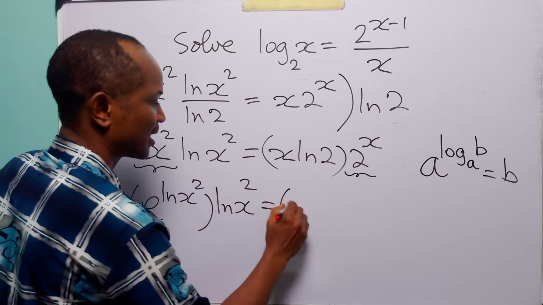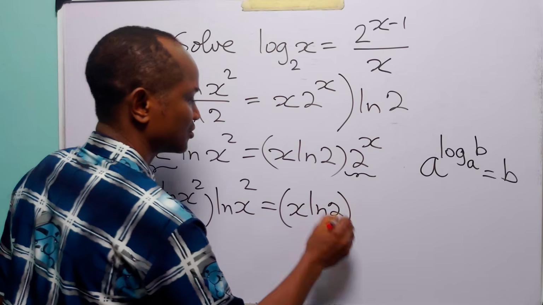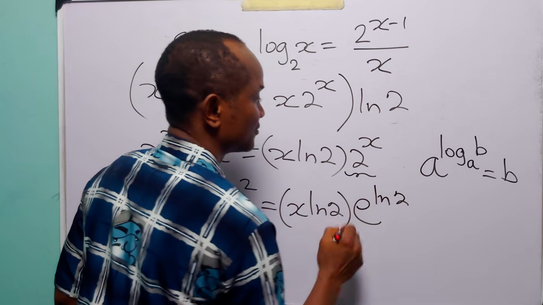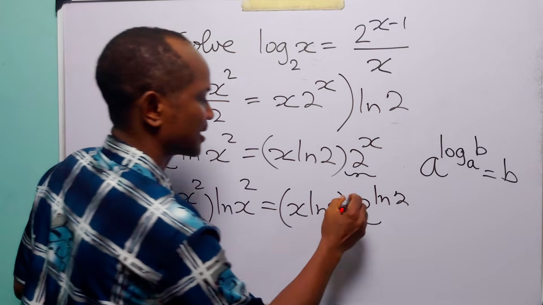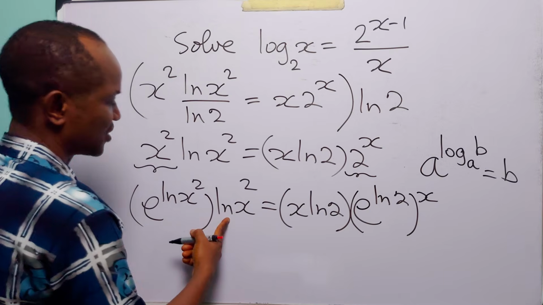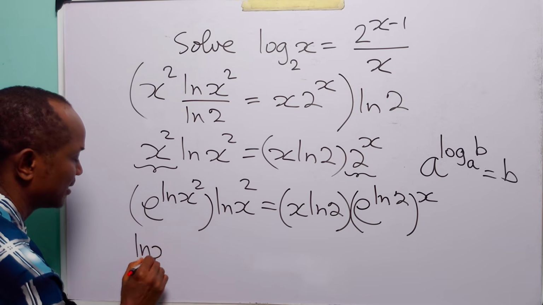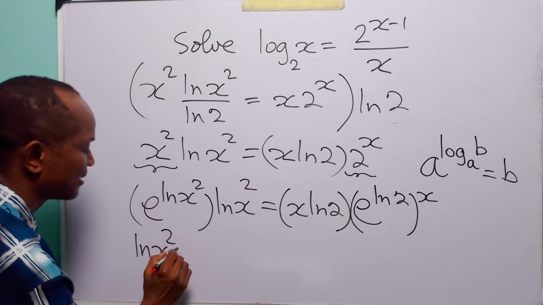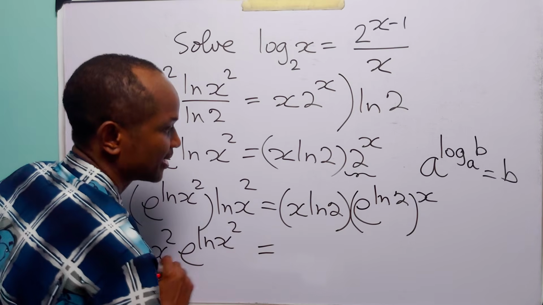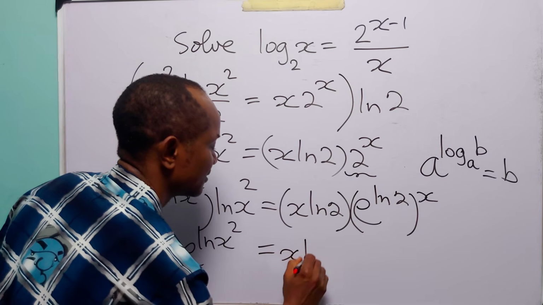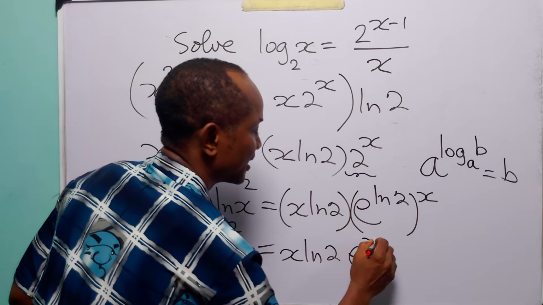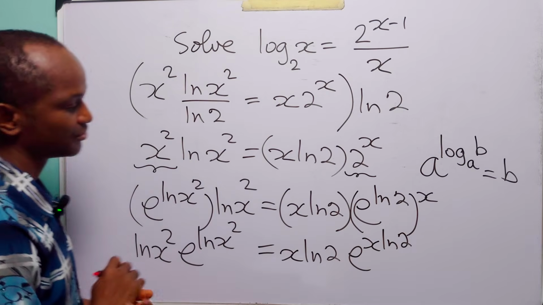And then here we have x times ln 2. This is now going to be e to the power ln 2. And of course, we still have the exponent x. So this is raised to the power x. Of course, you can see that here we have ln x squared multiplied by e to the power ln x squared. And this is equal to x ln 2 multiplied by e to the power x times ln 2.